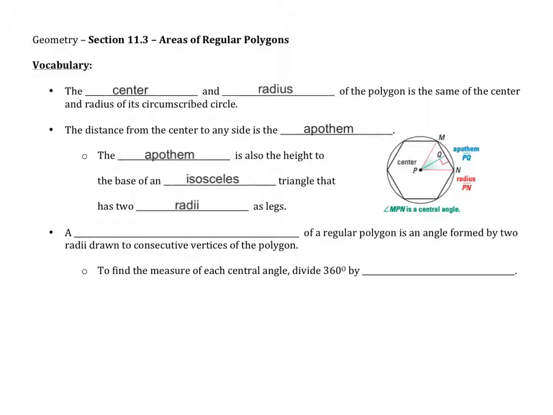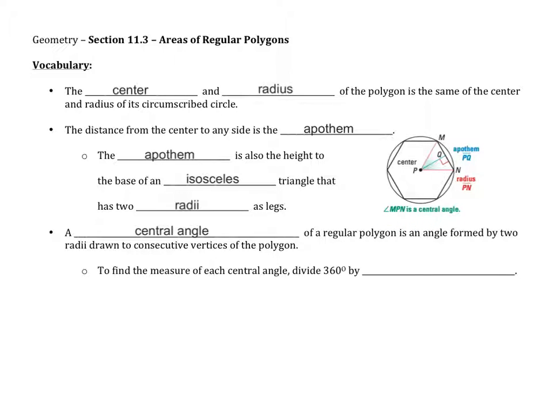Next we have the central angle of a regular polygon, which is an angle formed by two radii drawn to consecutive vertices of the polygon. Referring to our picture, M and N are consecutive vertices of the polygon since they go in order. So this angle, MPN, would be a central angle because it is formed by the two radii, the two red lines, of those two consecutive vertices of the polygon, just like it states here in the green.